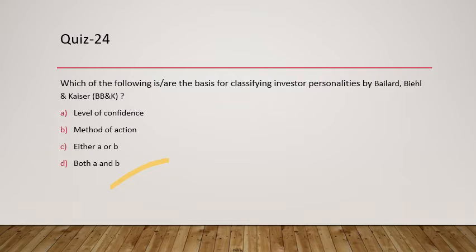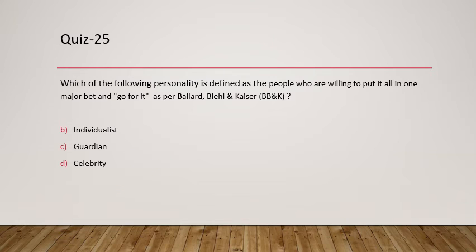The four categories of investors here are the guardians, the individualists, the adventurers, and obviously that's only three. The fourth one is the celebrity. So what's the answer here? Which of the following personalities is defined as the people who are willing to put it all in one major bet and go for it as per the BBK model? They're called adventurers. The statement itself is giving a sense of adventure, right? So they are adventurers. That's your answer for this question.